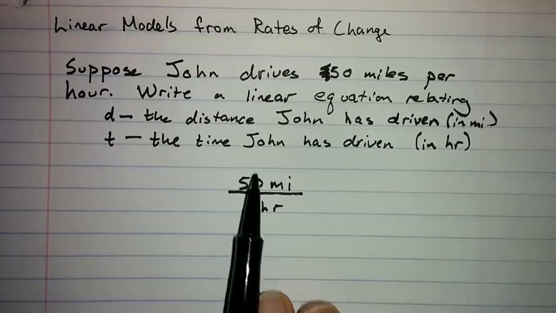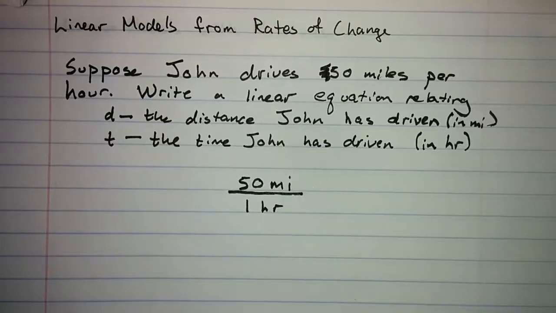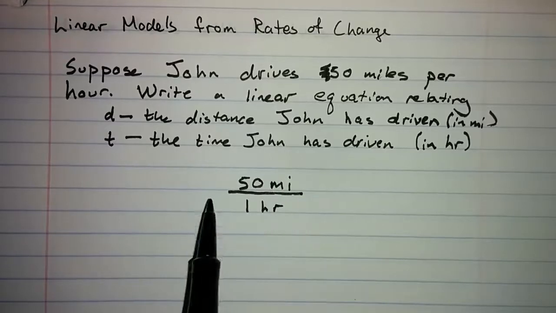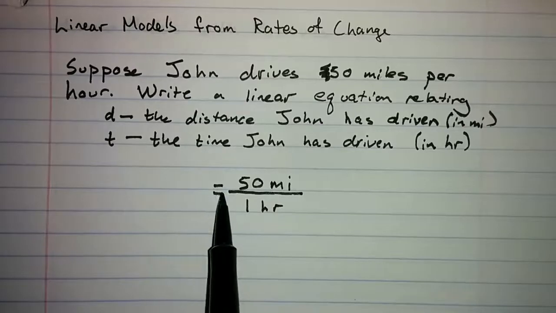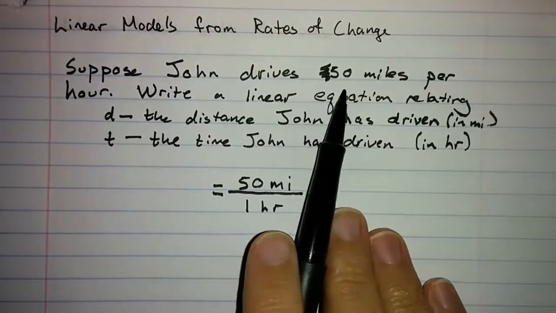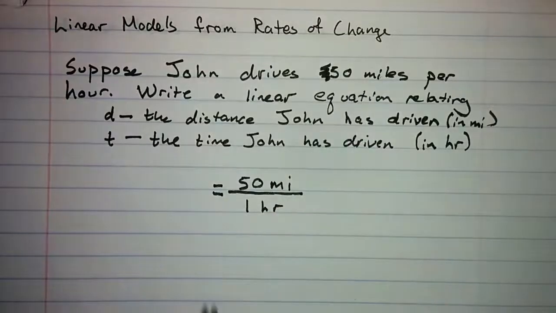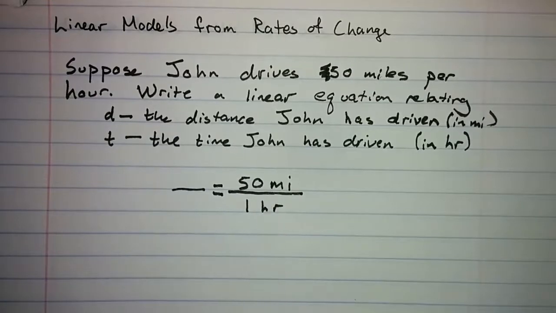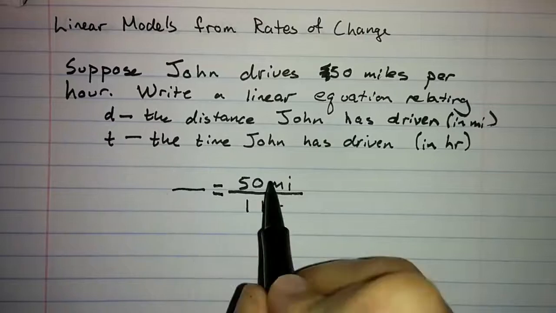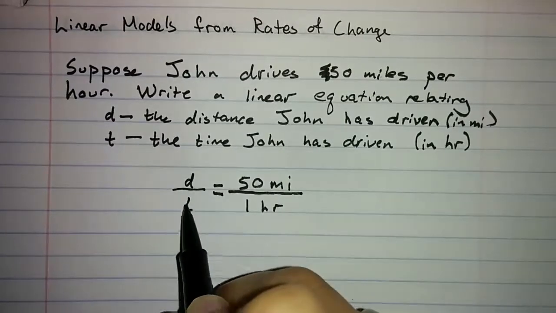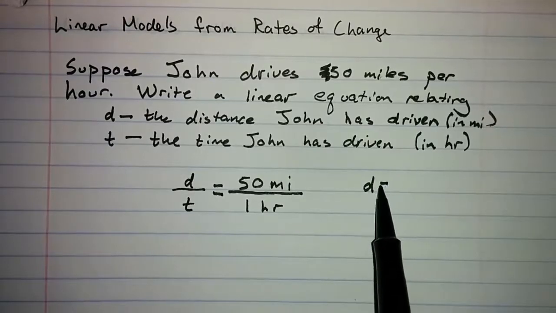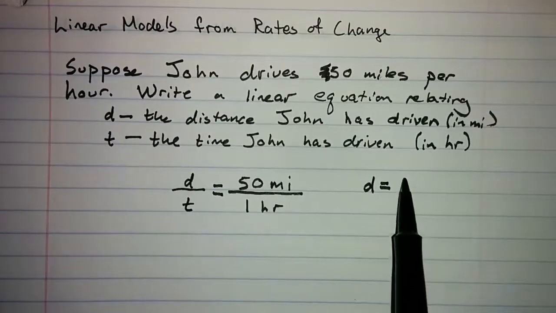And this rate at which John drives is a ratio of distance to time. When we say that he's driving at a constant rate, or we don't tell you how his speed changes, we're telling you that this ratio is constant. So distance over time equals distance over time. Cross multiply, we'll get distance times 1, that's just distance, is 50 miles times time.